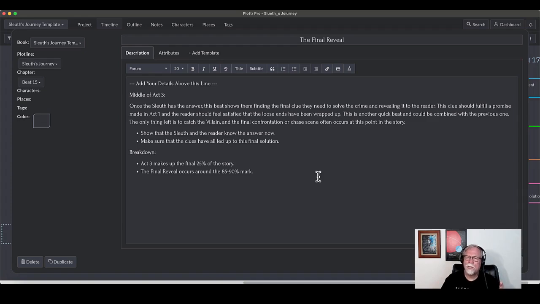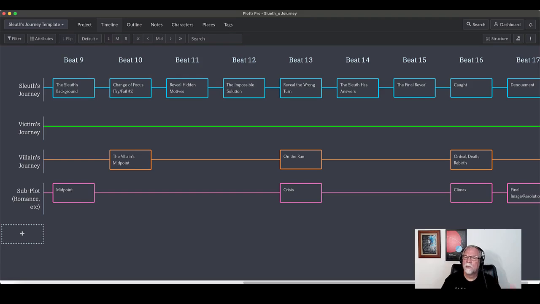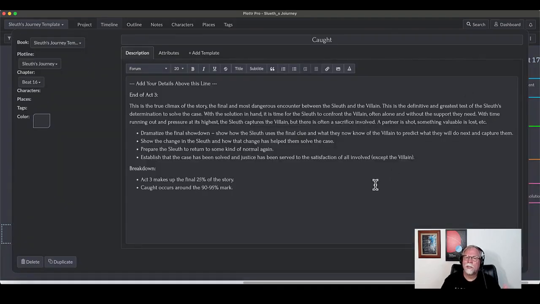This is another quick beat. You can combine it with the previous one. So those can be within a couple pages of each other. It can happen really fast. The only thing left after this is to catch the villain in the final confrontation or chase scene that often happens in this part of the story. Okay. Everybody knows the answer now. Be sure that the clues have all led up to the solution, that you've resolved all the false clues that you planted along the way and shown them to be false at this point. Okay. So the final reveal, and then the last one is that the criminal is caught.